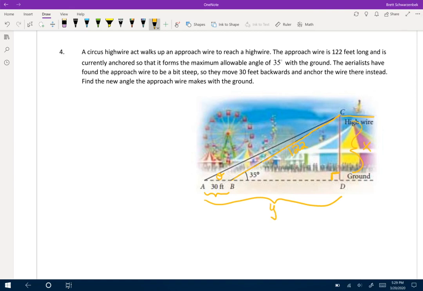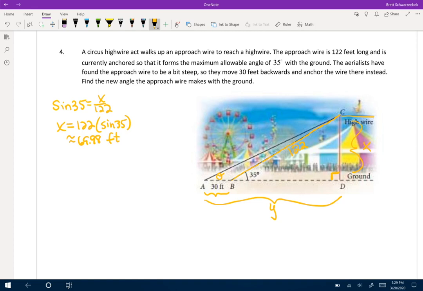Well, if we have 35 as our angle right here, if we look over to x and then 122, that looks like opposite over hypotenuse. So that is sine. So we can do the sine of 35 is equal to x over 122. Multiplying both sides by 122, we get 122 times the sine of 35, which is going to give us 69.98 feet for our height from the ground to the high wire.